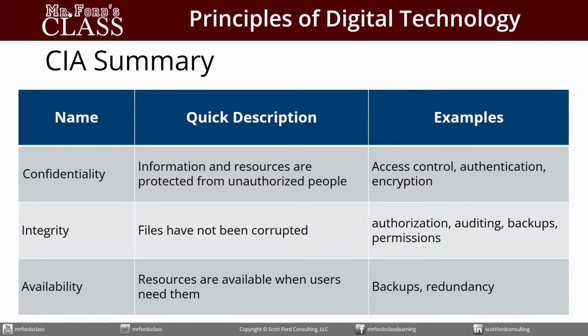So here is a quick little summary of the CIA. And as simple as this is, like I said, all security is built off of this. So confidentiality: information and resources are protected from unauthorized people. Integrity: the files have not been corrupted. And availability: you can get to the resources when you need to get to your resources.